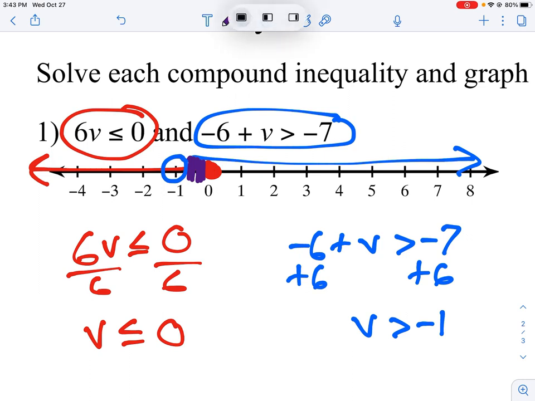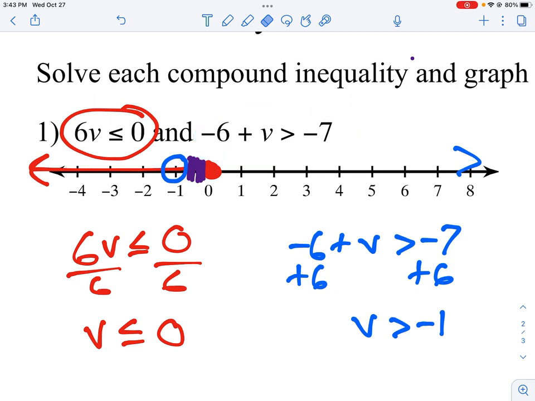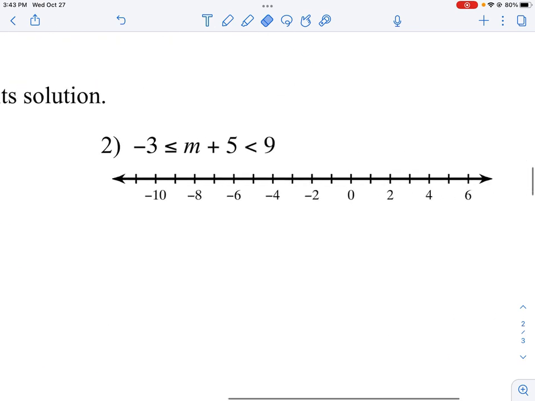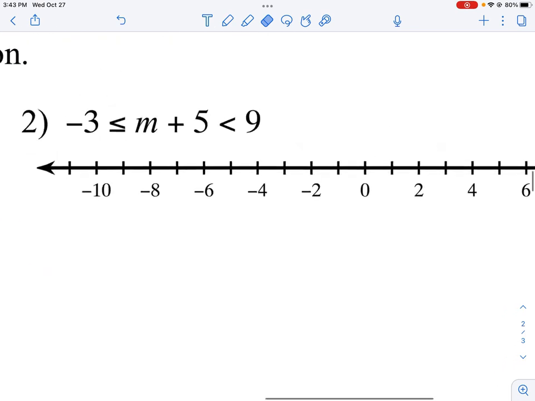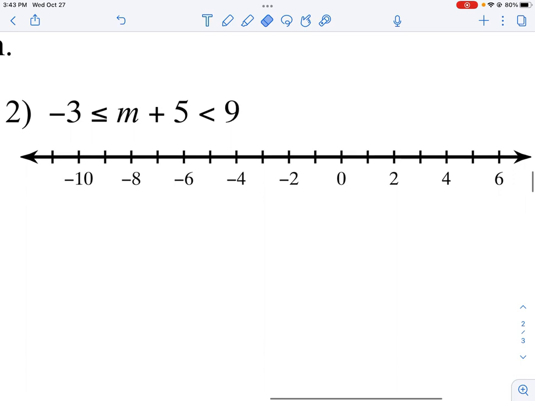So really, when we talk about this, that is my answer right there. Okay, but you guys are new, so I want you to still get used to drawing and all of that stuff. Now, number 2, there isn't the word "and" or "or", but because these are together, this is an "and" problem.